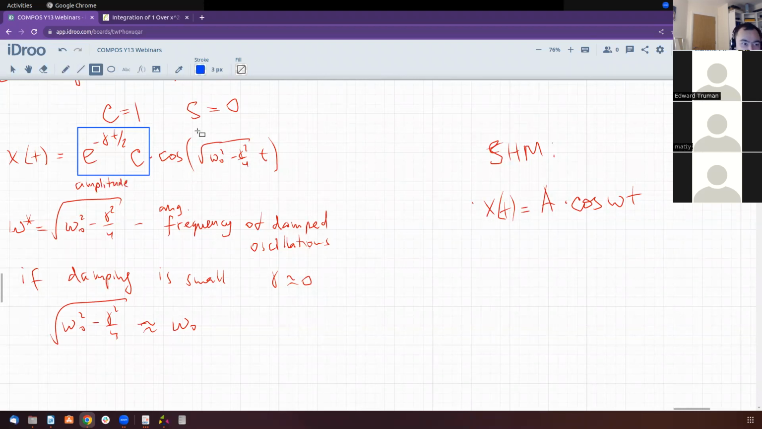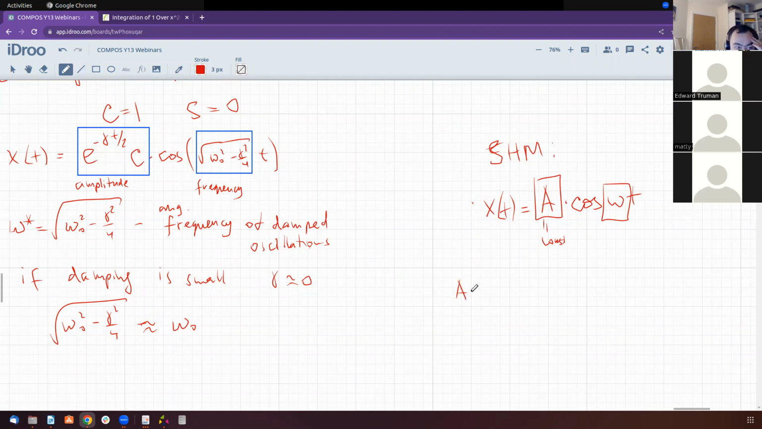And this is the frequency. This is omega. And this is the amplitude A. In simple harmonic motion, amplitude is constant. And in damped oscillation, the amplitude decreases with time. So the amplitude is equal to C multiplied by e to the minus gamma t over 2. This simply means that it decreases with time.